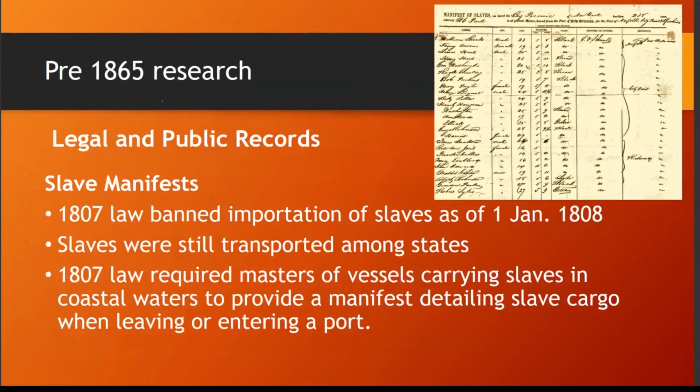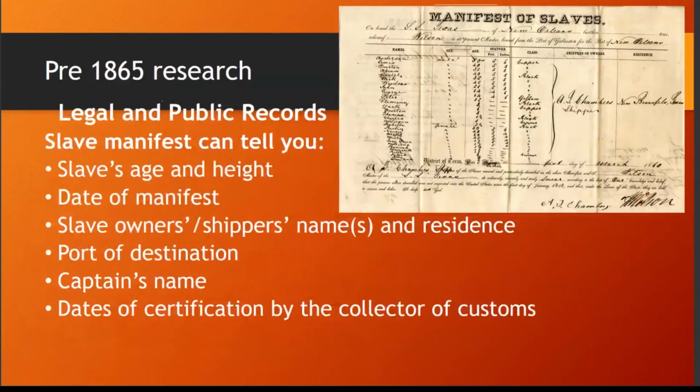What information was included on the slave manifests? Slave manifests can tell you the slave's age, height, the date of the manifest, the slave owner's name, the shipper's name, and where they lived, the port of destination, the captain's name, and dates of certification by the collector of customs.